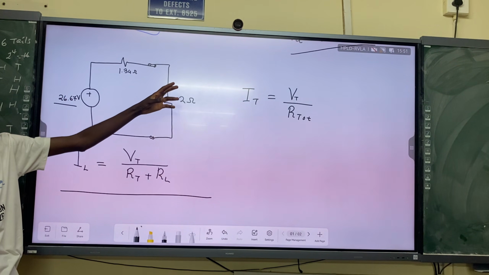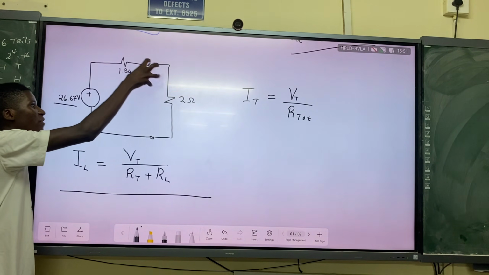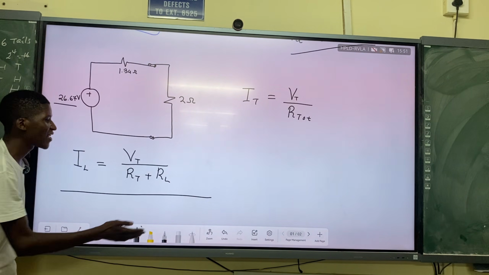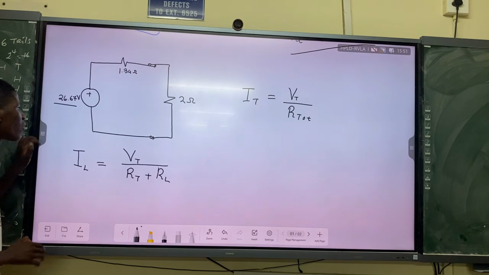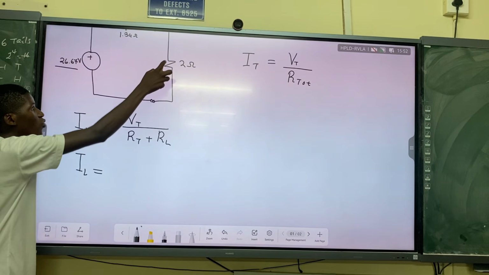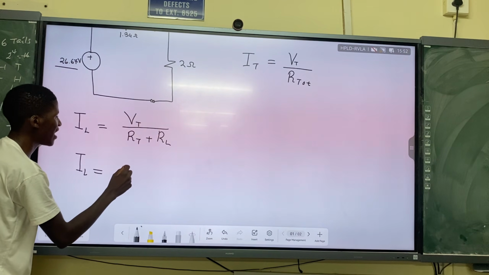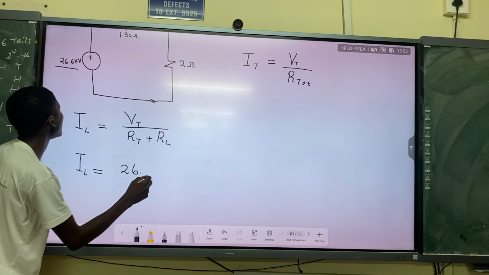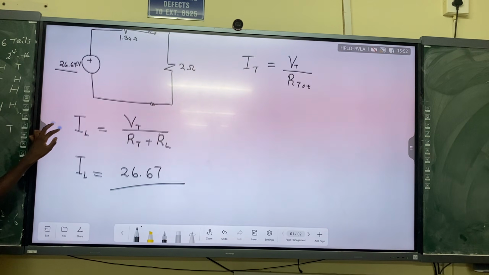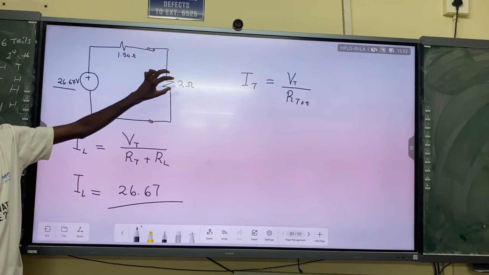So this will give us our total current. The current through the 1.34 and the 2 ohms. So I can just come here and say we can substitute, and say that the current going through the load, the 2 ohms, which is what I'm looking for, is the total voltage, which is the Thevenin's voltage, 26.67 over the total resistance, which will be Thevenin's resistance plus the 2 ohms.